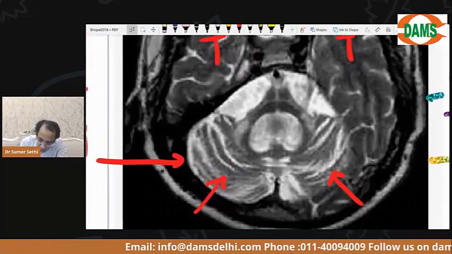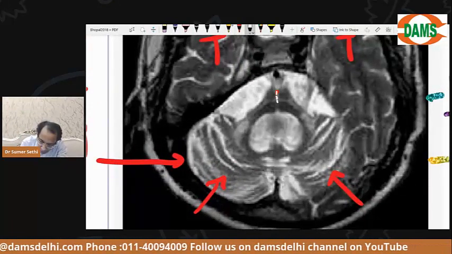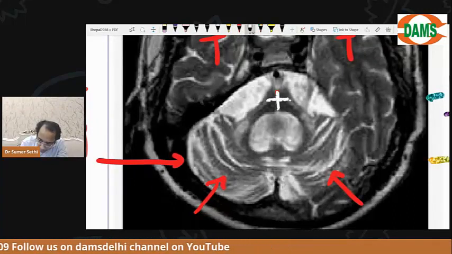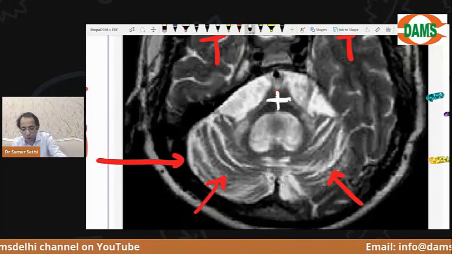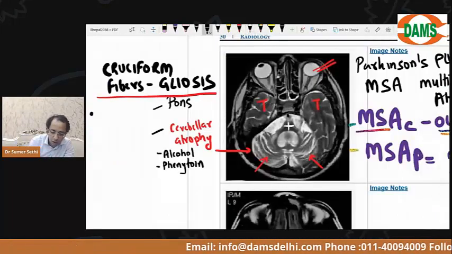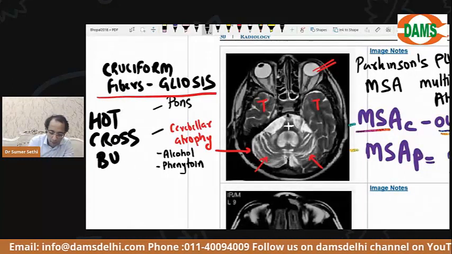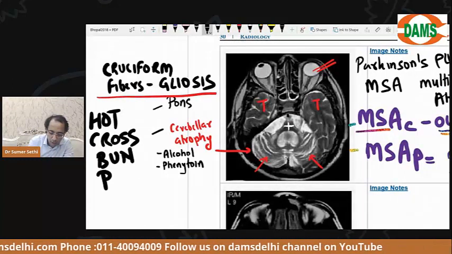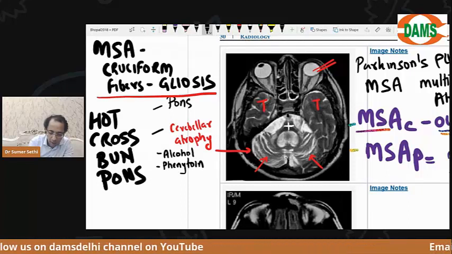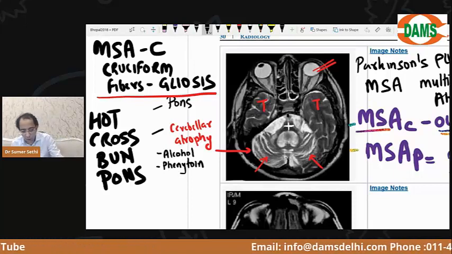Now this is how it looks like. The pons, if you look at it in the center, you will see a cross-like abnormality. This is what is popularly called the hot cross bun pons, seen in MSA type C. Okay. Now what I want you to see is, beta dekho.